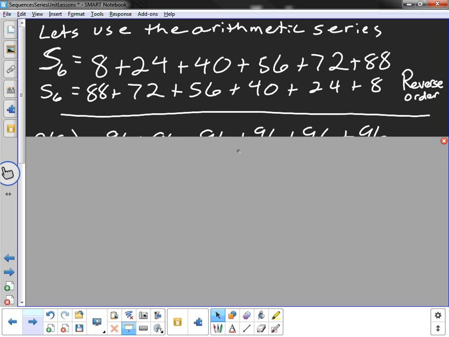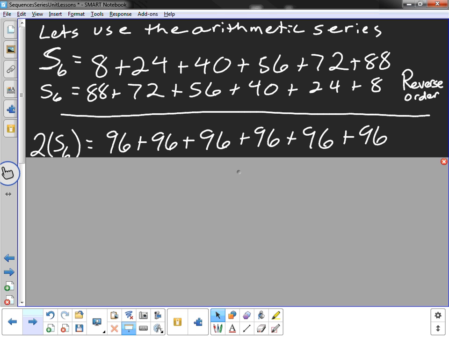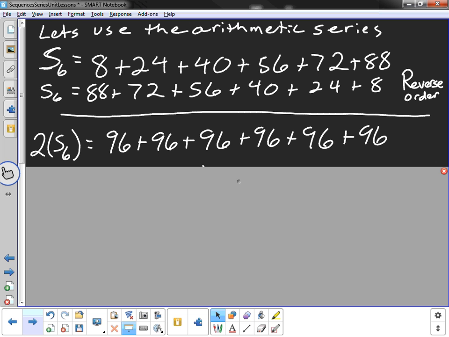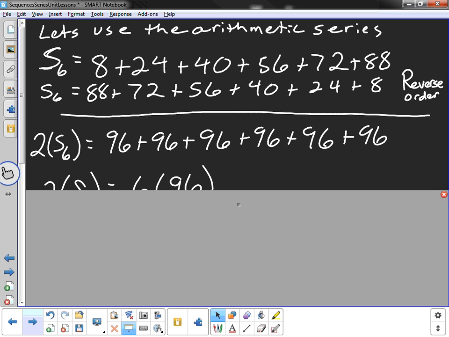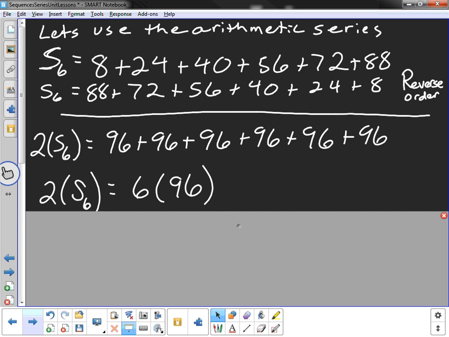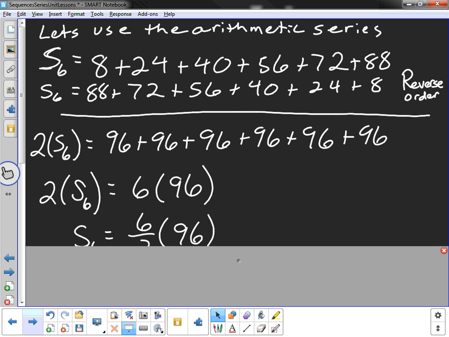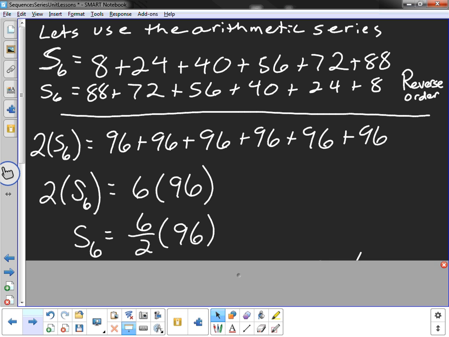So when I do that, I get 8 plus 88 is 96. 24 plus 72 is 96. Every time I add these, because I have a reverse order, every number comes out to be exactly the same. Now, that's 2 of my sums of these 6 terms. So now I could simplify this right-hand side. I have 6 96s. So now I could say the sum would just be, if I divided by the 2, the sum divided by 2. Okay, so I got the sum divided by 2 of the 96.